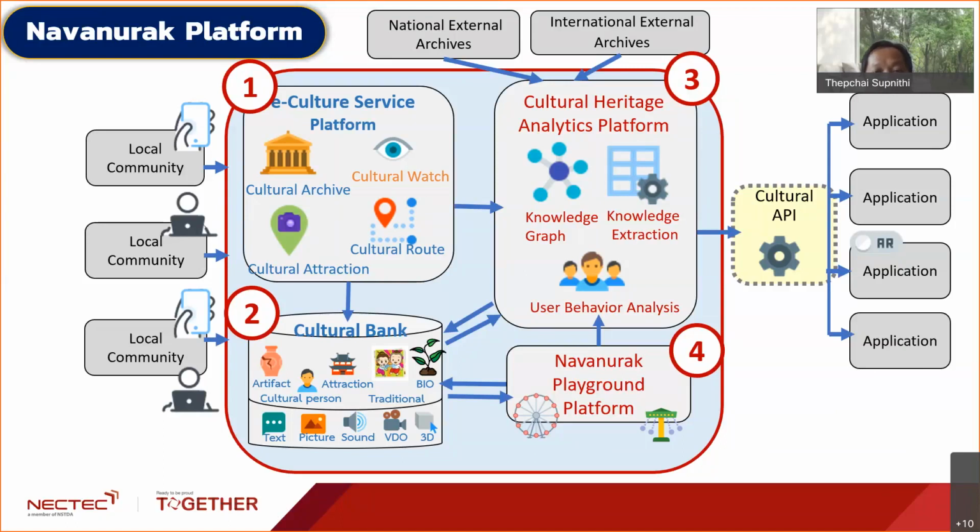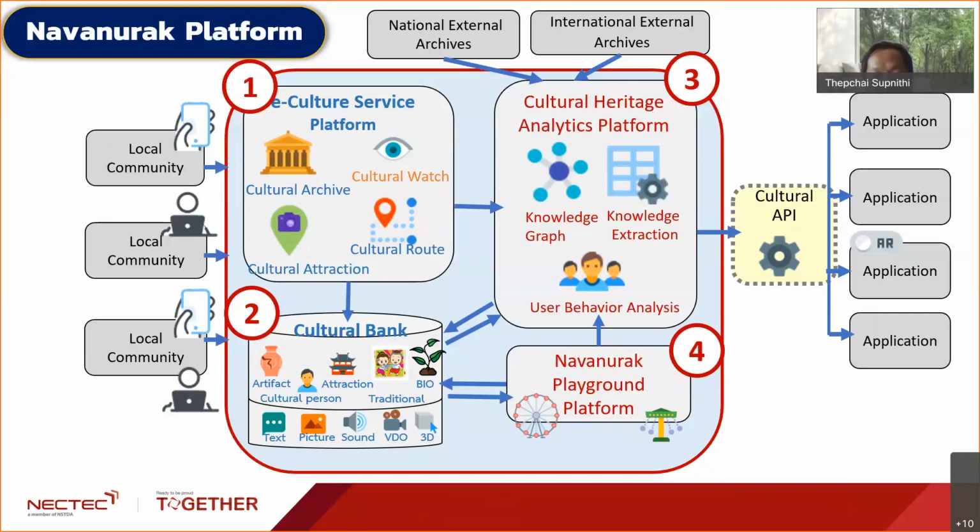And the highlight of the research in this part will be the cultural and biodiversity heritage analytics platform, because we gain a lot of information, both culture and biodiversity. Then we apply a knowledge graph and knowledge extraction, and also when we launch this to people who can look and see, we can gain the user behavior.